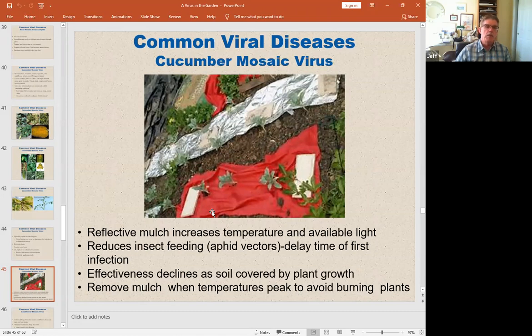As the plants cover the soil, it's less effective since the light is not reflected by the mulch if it doesn't get to it. And remove the mulch when temperatures peak to avoid burning plants. So you may even use foil to get a suntan on your underside. The sun gets too much, you get burned.